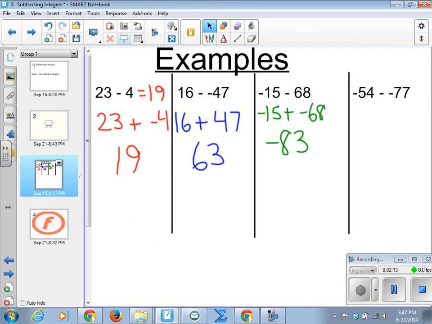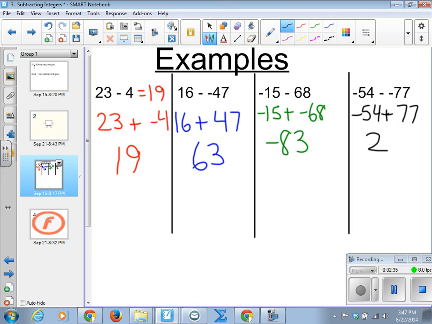Finally, we have negative 54 minus negative 77. So the first term stays the same. Subtraction becomes addition. And our second term changes to its opposite. So we have negative 54 plus 77. And remember, from different sign addition, we subtract absolute values to get 23. The number with the larger absolute value in our original problem is positive. Therefore, the answer stays positive. Positive 23.